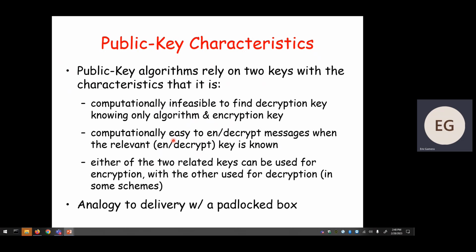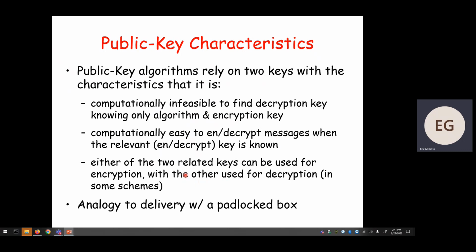So it has to be computationally easy to encrypt or decrypt a message when you have the correct key. When you encrypt, remember that you encrypt with the public key of the person that you want to send the message to. And when you decrypt, you decrypt with your private key, because they sent you a message that is encrypted with your public key, so you will decrypt it with your private key.